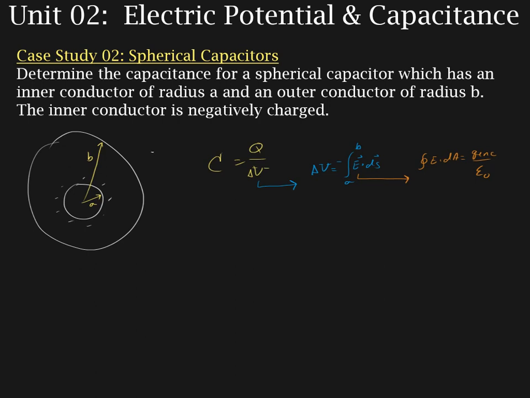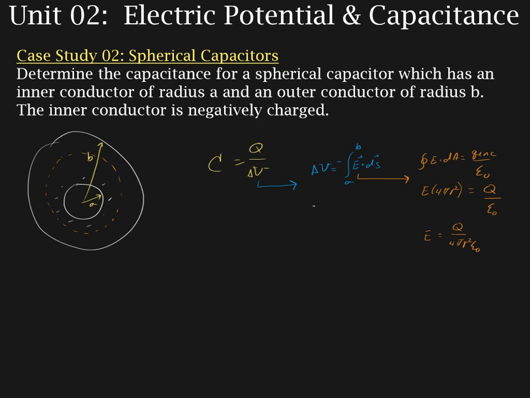Now, we've already said before, our Gaussian sphere is this, and everywhere along that Gaussian sphere the electric field is constant, and the surface area of the sphere is 4 pi r squared, so we just get E times 4 pi r squared for the left side of Gauss's law. Q enclosed is going to stay as Q, and that's going to be over epsilon naught, so E is equal to Q over 4 pi r squared epsilon naught.